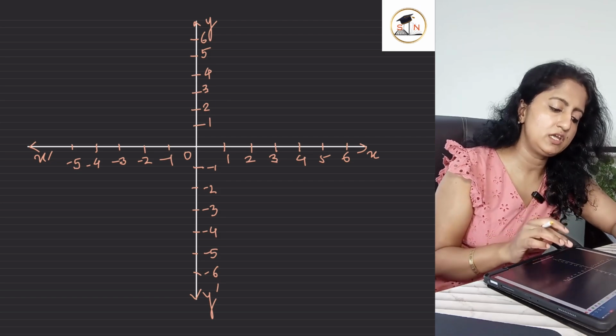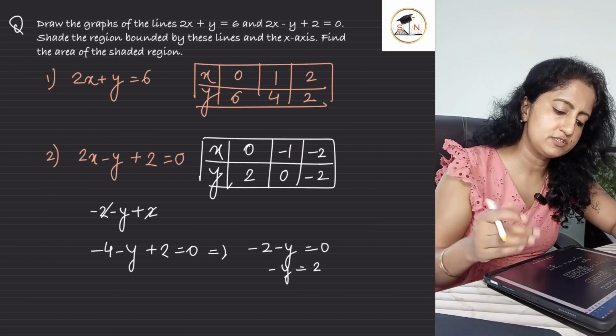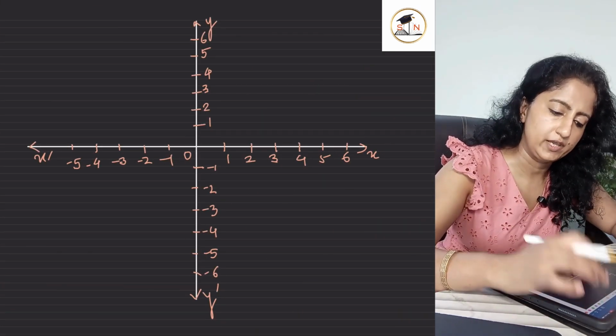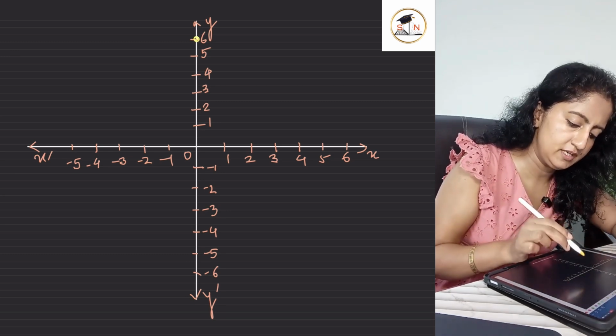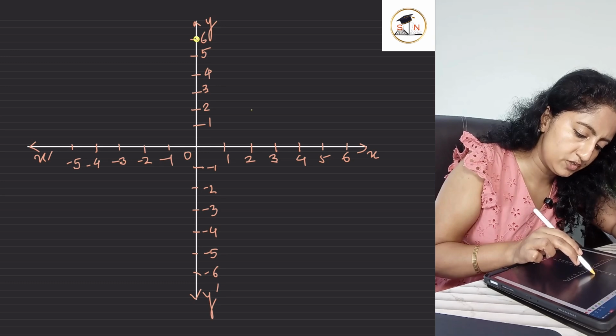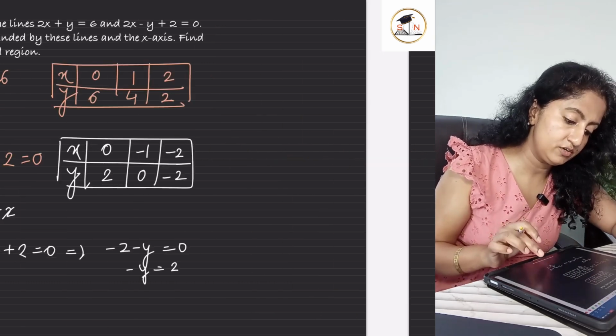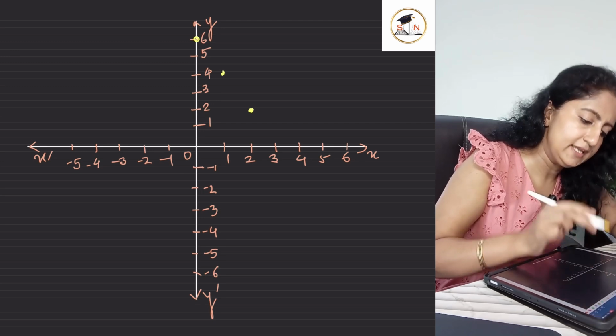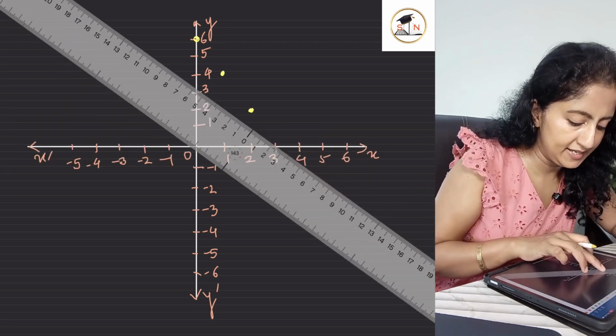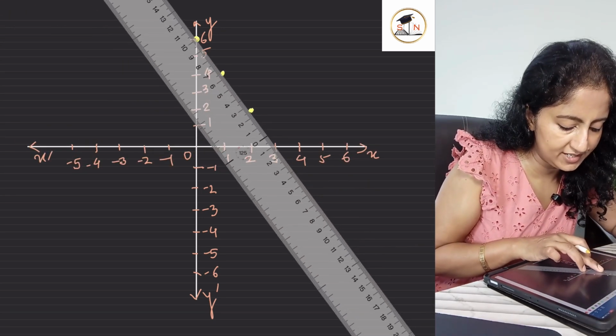Now, starting for the first values, 0, 6, 1, 4, 2, 2. Okay, 0, 6 is going to be here. Then we have 2, 2. It's going to be here. I forgot the middle value, 1, 4. So 1, 4. This is what we get. Let's plot them and let's see if we are able to draw one straight line joining.